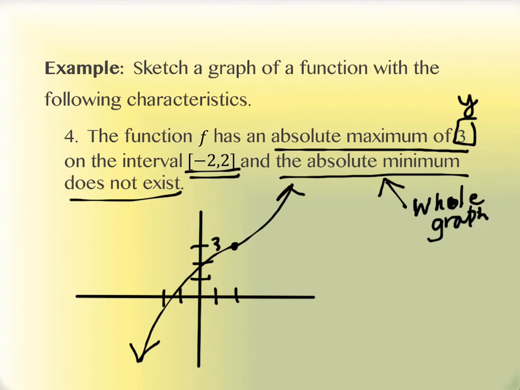So between -2 and 2, that's my absolute maximum value. Absolutely is, right? There is no minimum because I've got this piece of the graph going down. And the other side, I can do whatever I want with it. So that would be another option. Lots of choices on how this could be drawn. Any questions on this one?